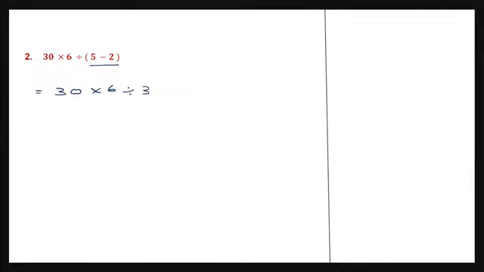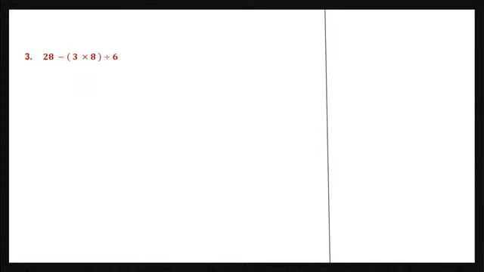Now we have two operations, multiplication and division. According to BODMAS, division should be done before multiplication. So 6 divided by 3. 3 2s are 6, minus 0. So here we've got 2 when you divide 6 by 3. So this is 30 into 2. 3 2s are 60. So we've got our answer.